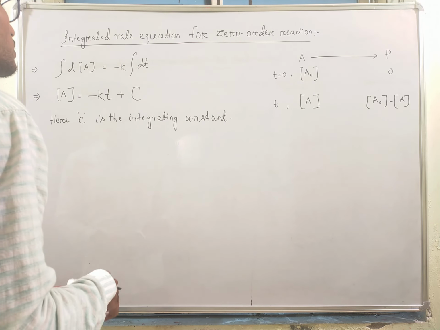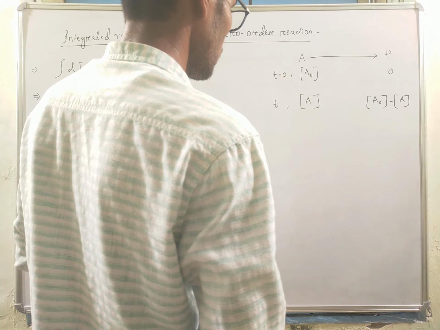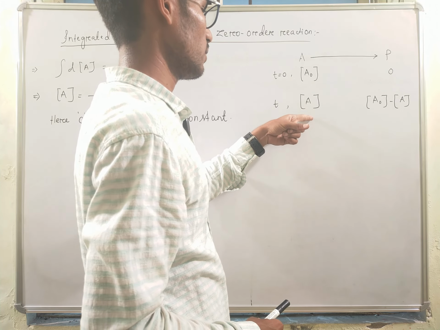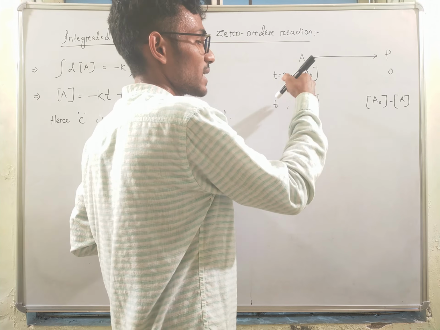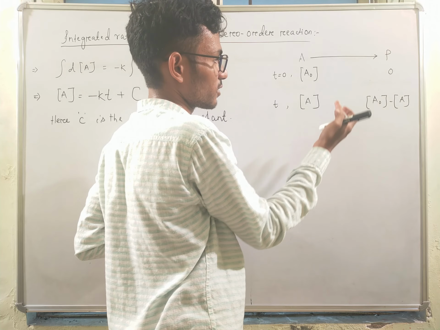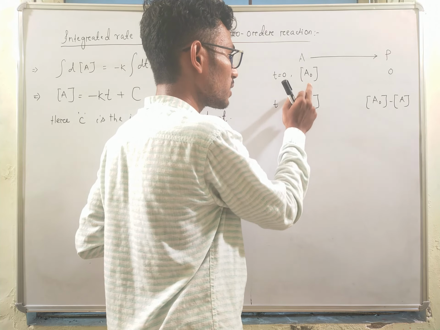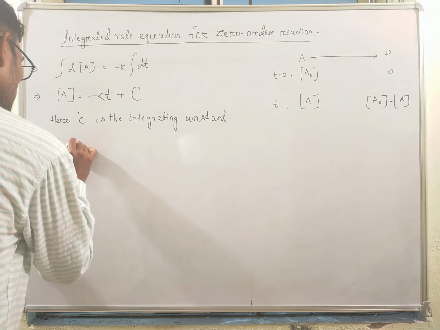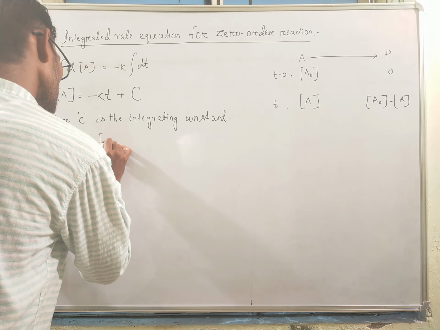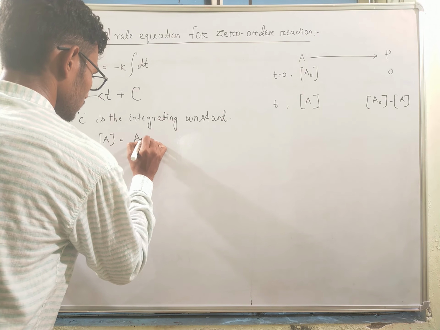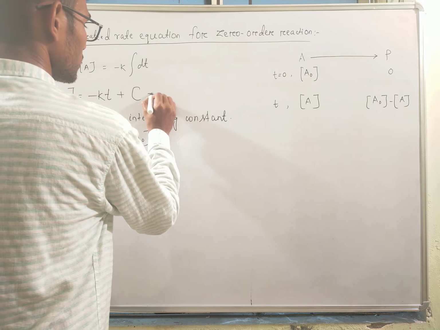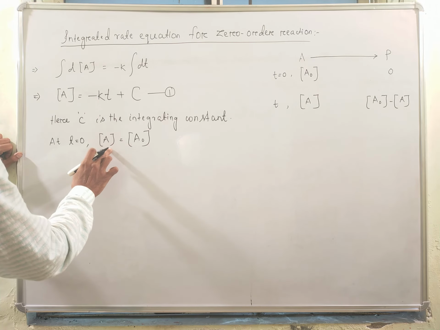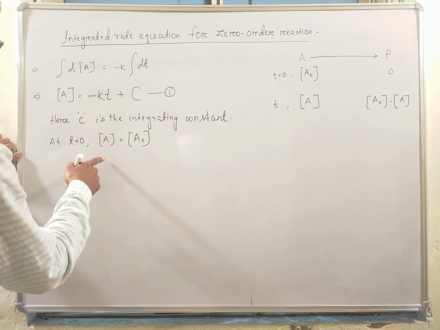This was our equation. Now we know that at time t equal to 0, A equal to A naught, because at time 0 the reaction has not started, so the initial concentration is the final concentration. So at t equal to 0, A equal to A naught. This is equation 1. Putting these values in equation 1.